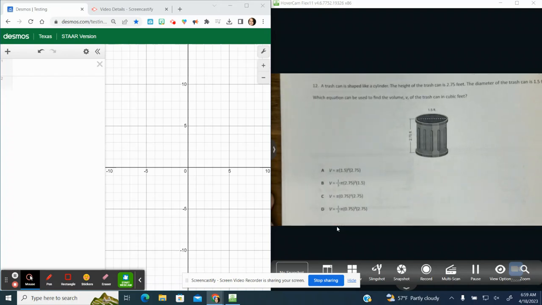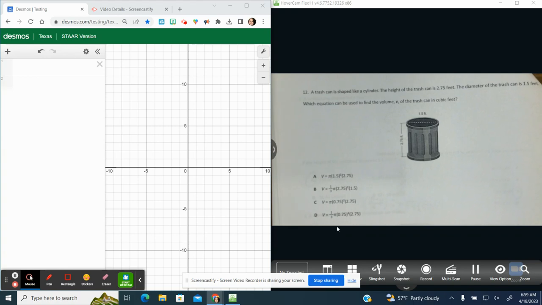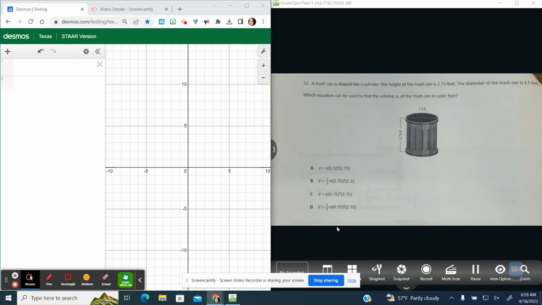This is questions 12 through 20 on your surface area and volume test. That's on Thursday. More specifically, this is just the volume questions. So it says a trash can is shaped like a cylinder. The height of the trash can is 2 feet. The diameter is 1.5 feet.